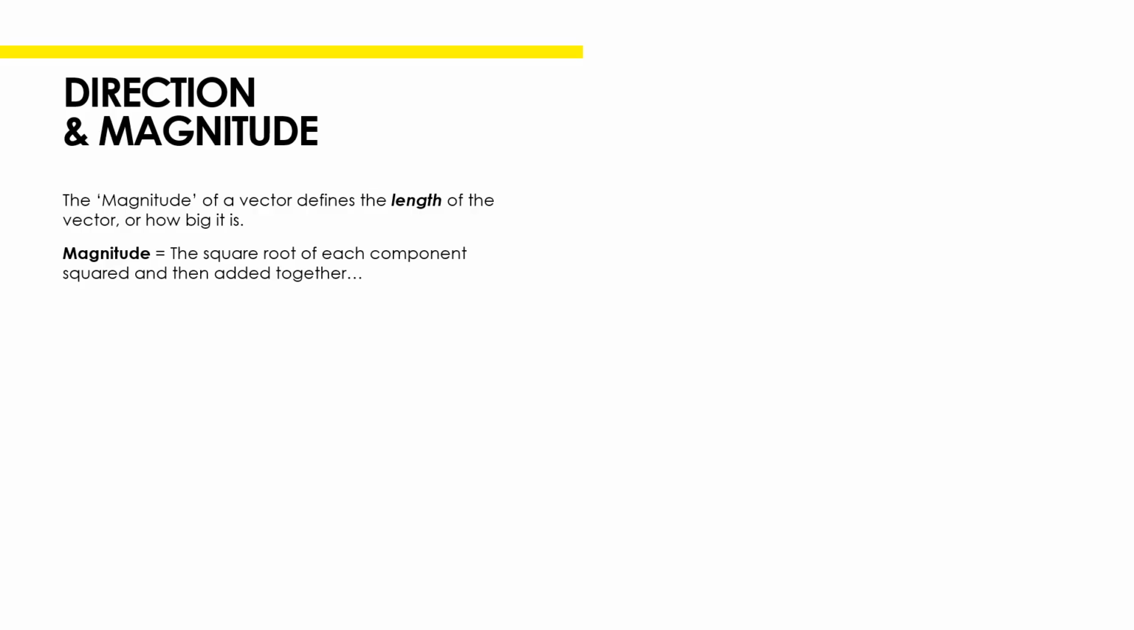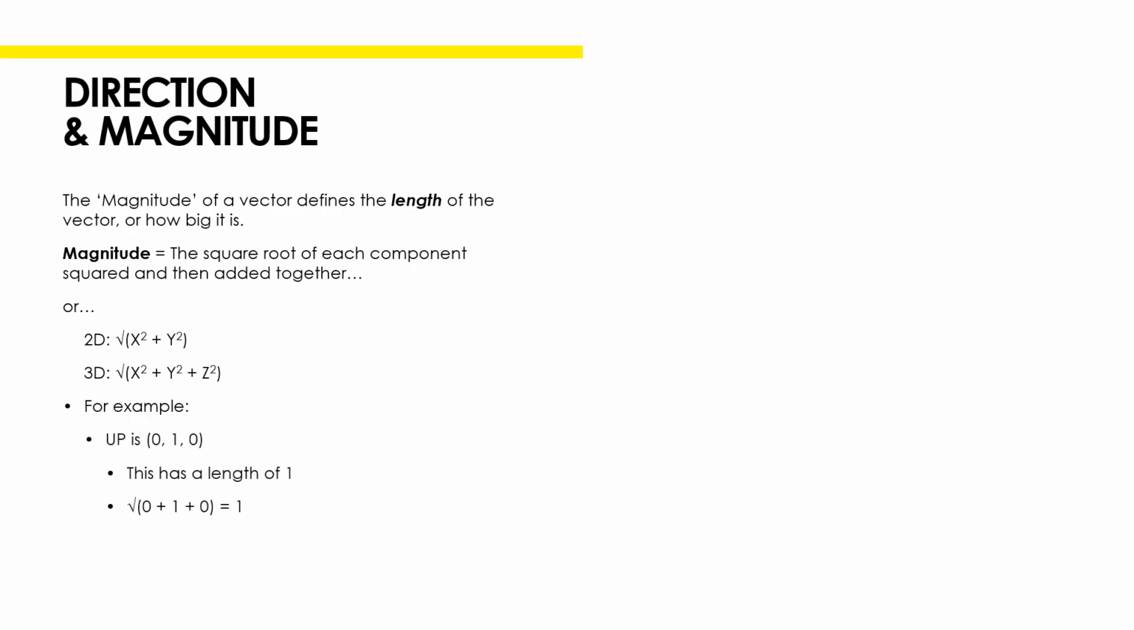The magnitude of a vector, on the other hand, defines the length of a vector, or how big it is. So magnitude, we get this from taking the square root of each component squared individually and then adding them together. Or we take x squared plus y squared and then find the square root of that. Or we add in the depth when we want to do this in 3 dimensions. So some examples again. For up, it has a unit length of 1, because if we do 0 squared plus 1 squared plus 0 squared and square root all of that, we get 1.